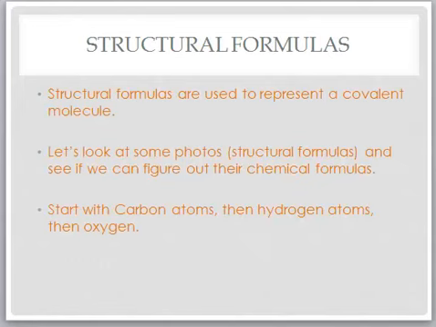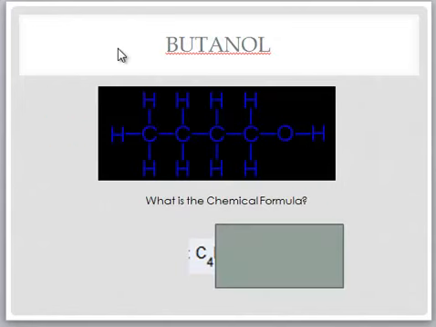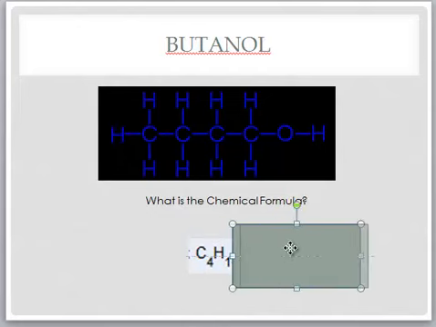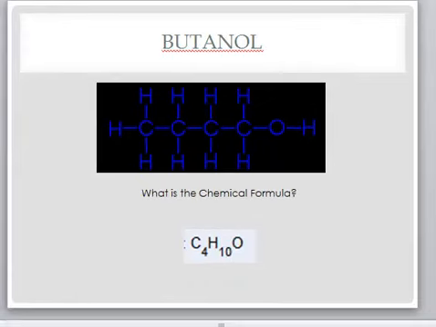Then we want to count the hydrogen atoms. Start from the top, work your way around. 1, 2, 3, 4, 5, 6, 7, 8, 9, 10. So that's represented by an H10. And then lastly, we want to count those oxygen atoms. As you can see, there is only one oxygen atom. So would we put O1 or would we just leave it as O? We would just leave it as O. So the chemical formula based on this structural formula is C4H10O for butanol.